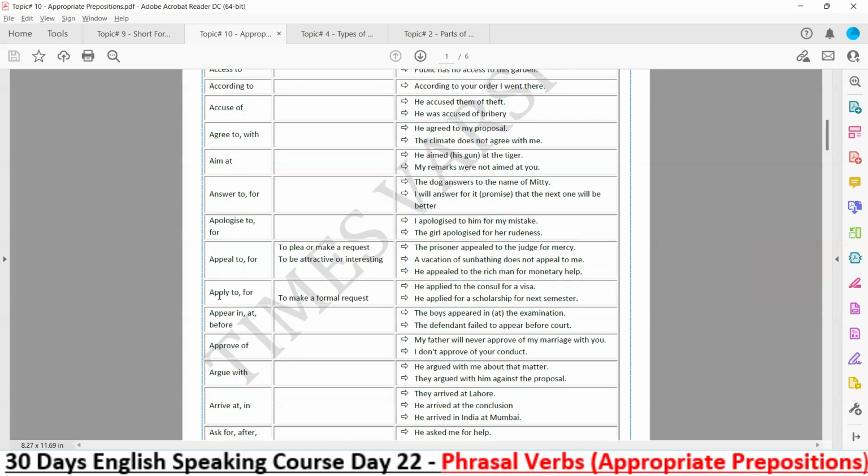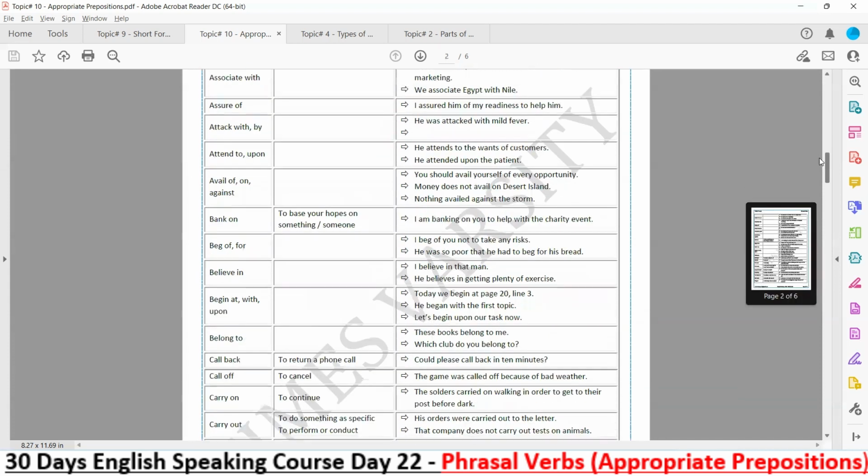Yes, apply to or apply for. Right, so you can use two words, apply to or apply for, meaning to make a formal request. Sentence: he applied to the council for a visa. He applied for a scholarship for next semester. Apply to or apply for, the meaning is to make a formal request.